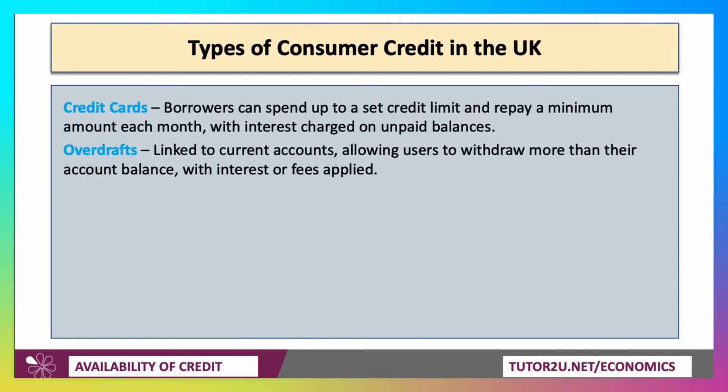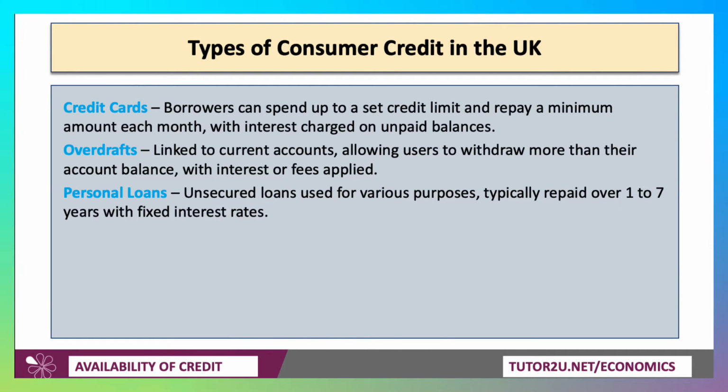Overdrafts. An overdraft is linked to a current account, if you have a current account with a bank, and that allows a user, could be a student, could be me, to withdraw more than their account balance, to go into the red, but with fees and interest applied. Then you have personal loans, including unsecured loans, maybe to extend the house, typically repaid over 1 to 7 years with a fixed rate of interest.